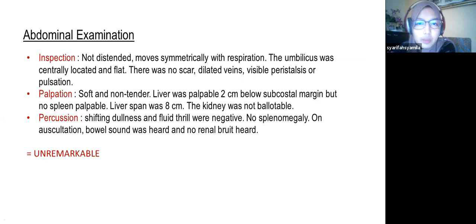Another system that I would like to examine is the abdominal examination. This is to rule out the GI manifestations. For this patient, it's normal, and other systems are also unremarkable.